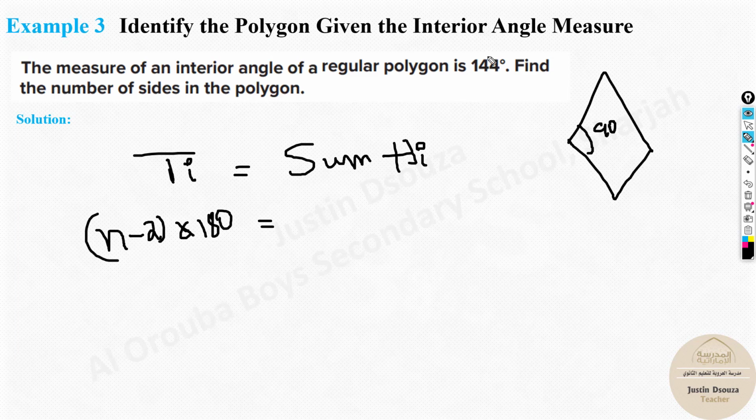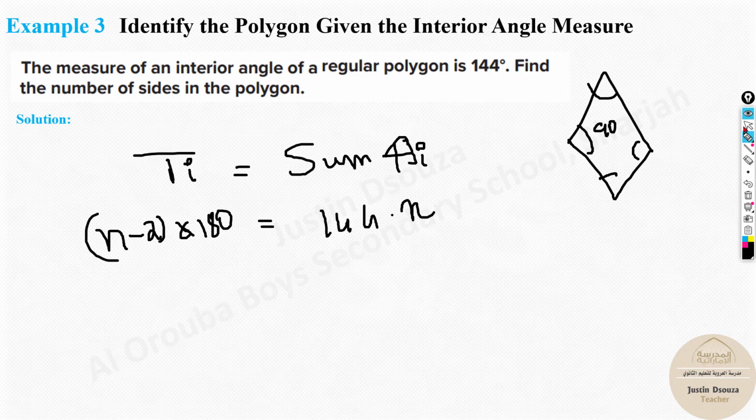So how can I write this angle? I can write 144 into n. Let me explain this again. Look carefully. We know the sum of interior angles is given by the formula, sides minus 2 multiplied by 180 degrees. That means the sum of all the interior angles. Now, we know the interior angle is 144. What is the total angle? The sum of all, right? That means multiply the single angle by the number of sides. That is what happens.